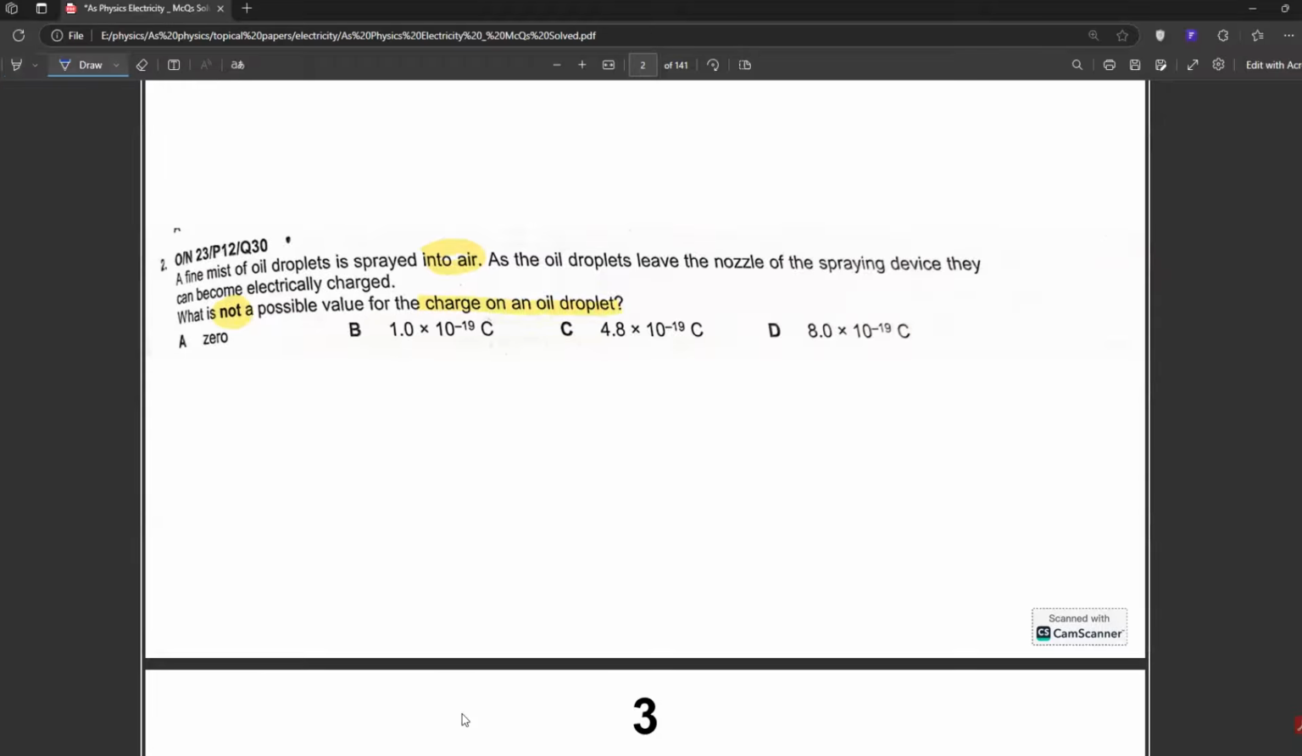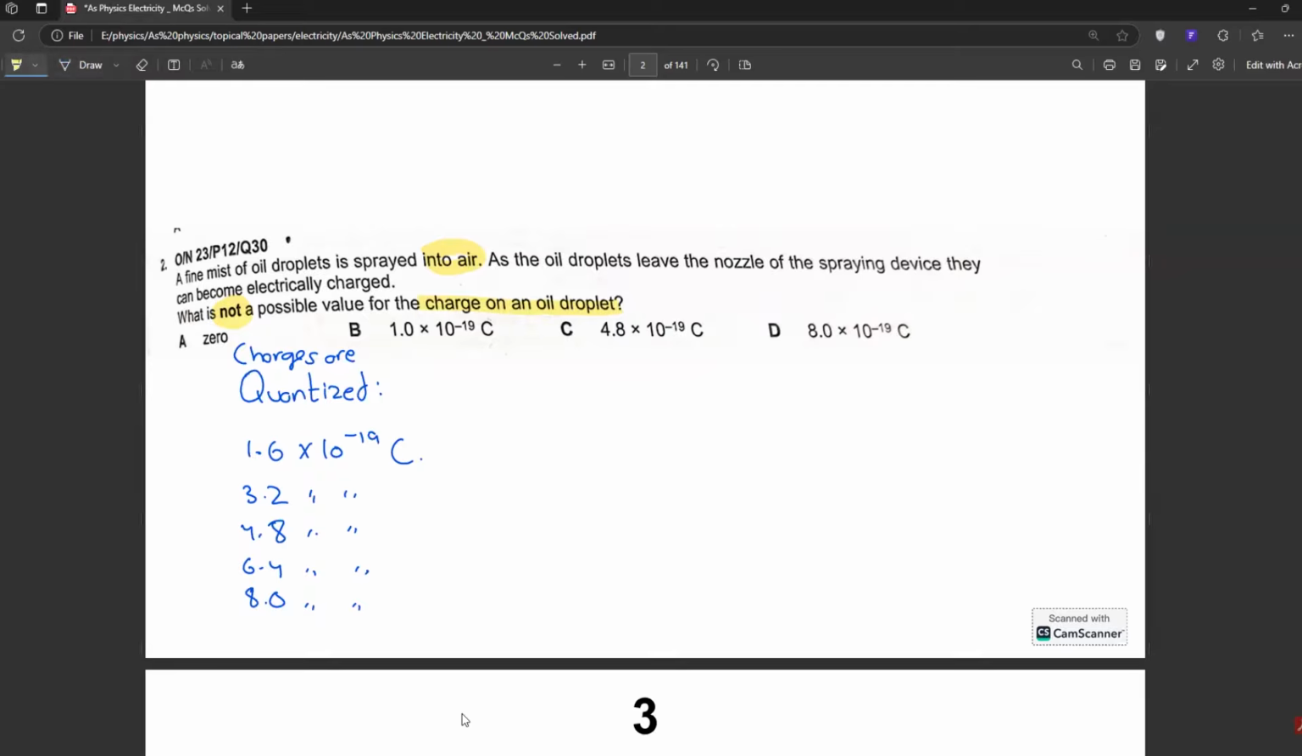Always remember, charges are quantized. Sir, what do you mean by that? Charges are quantized. This means that charges will be in the multiples of 1.6 into 10 raised to the power of minus 19. 1.6, then 3.2, then 4.8, then 6.4, then 8.0, and obviously 10 raised to the power of minus 19 is applicable in all of them. So charges are quantized. That means they are multiples of 1.6 into 10 raised to the power of minus 19.